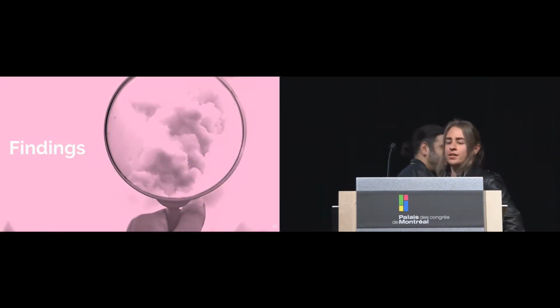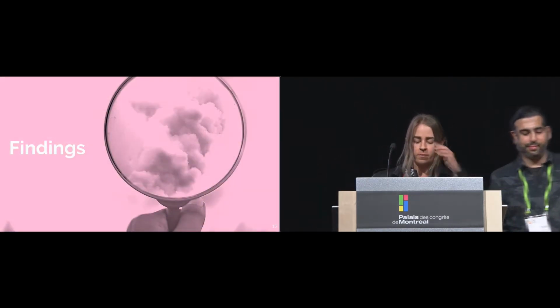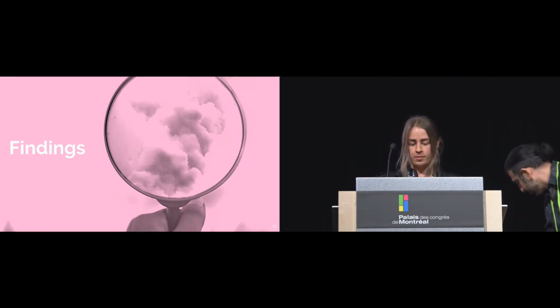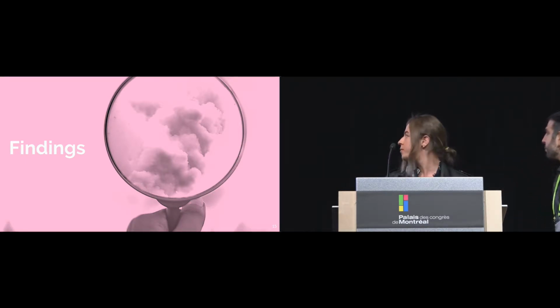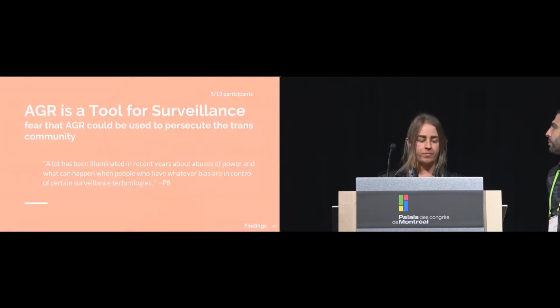Thank you. So I'll just present 4 key findings from the paper, including supporting examples of participant data to contextualize them. So the first finding was that we found our participants were fearful that AGR could be used as a tool for surveillance against them.